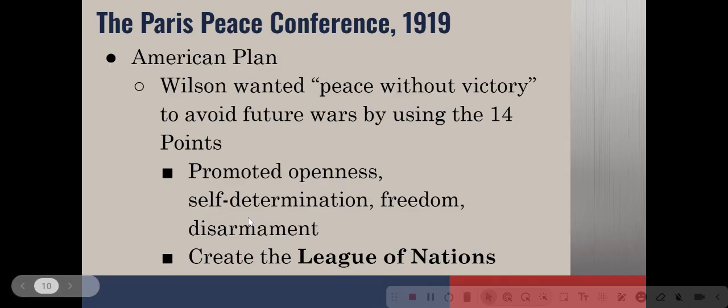Self-determination, which is a very important vocab word, is where nations get to pick their own government. So the idea of who should rule the Polish, who should rule the Estonians, who should rule the French. And his idea is that if people have their own governments, they're not going to have a reason to fight with their neighbors because they do what they want. He wants freedom. He wants to spread democracy.